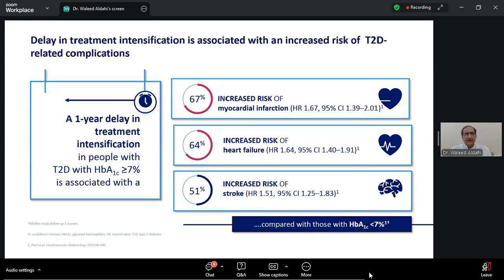Any delay, like a 1 year delay, in treatment intensification in people with type 2 diabetes with an HbA1c more than 7% is associated with a 67% increased risk of myocardial infarction, 64% increased risk of heart failure, and 51% increase in risk of stroke. So just 1 year delay. And imagine, from the previous slide, most of the people who need injectables will be delayed around 7.9 years, and oral around 3 years. So this is very significant.